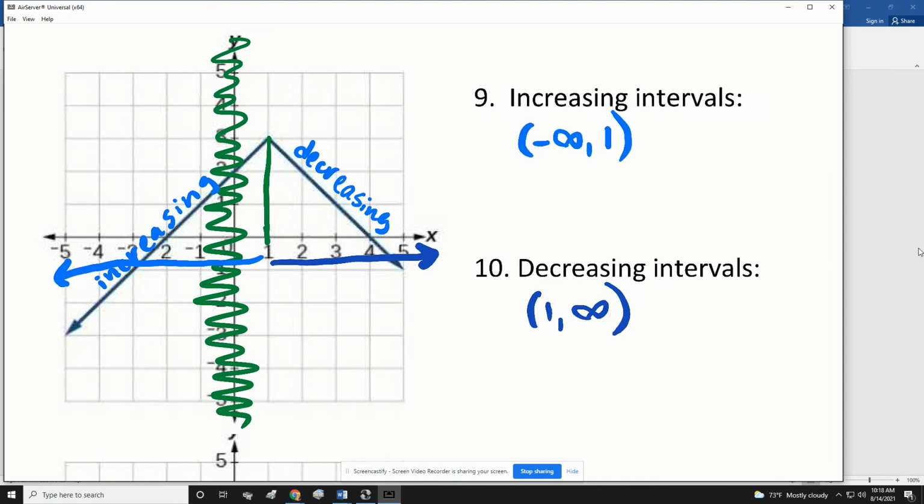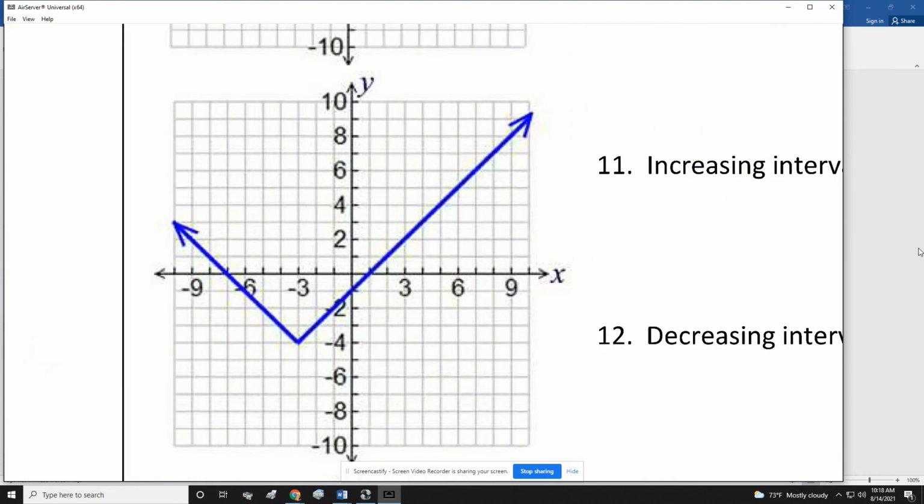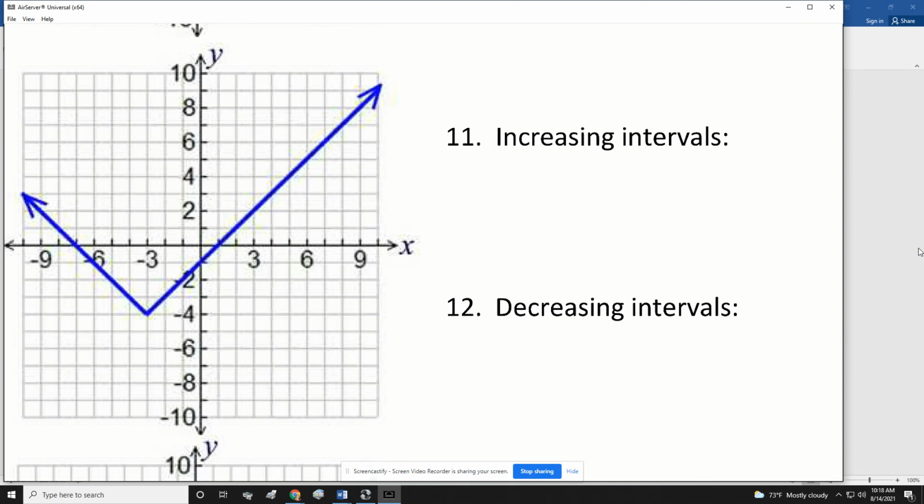Okay, so I'm going to get you all started on this 11 and 12, and then I'll let you finish it on your own. So we're going to talk about marking out all the y's. We don't want the y's. We don't care about the y's. Then we are going to make a line at the turning point to the x-axis.